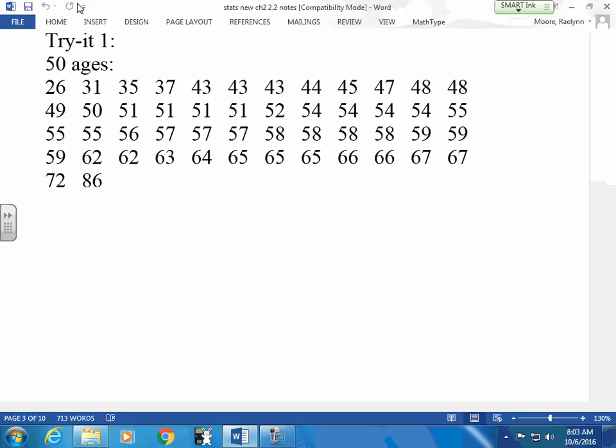All right, so let's take a look. We were doing your stem and leaf graph for your ages.